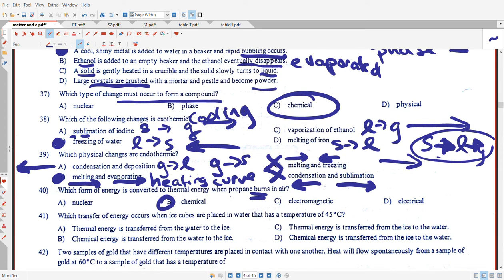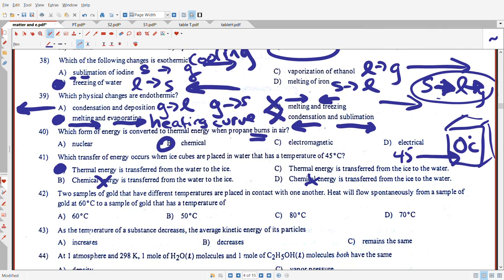Which transfer of energy occurs when ice cubes are placed in water that has a temperature of 45 degrees? Well, we have to think that ice is 0 degrees Celsius because it's water. And if you have water that's 45 degrees, heat always flows high to low. And heat energy is known as thermal energy. You're going from high to low, so from the water to the ice. Okay, so that's a concept you have to know. Heat always flows from hot to cold.